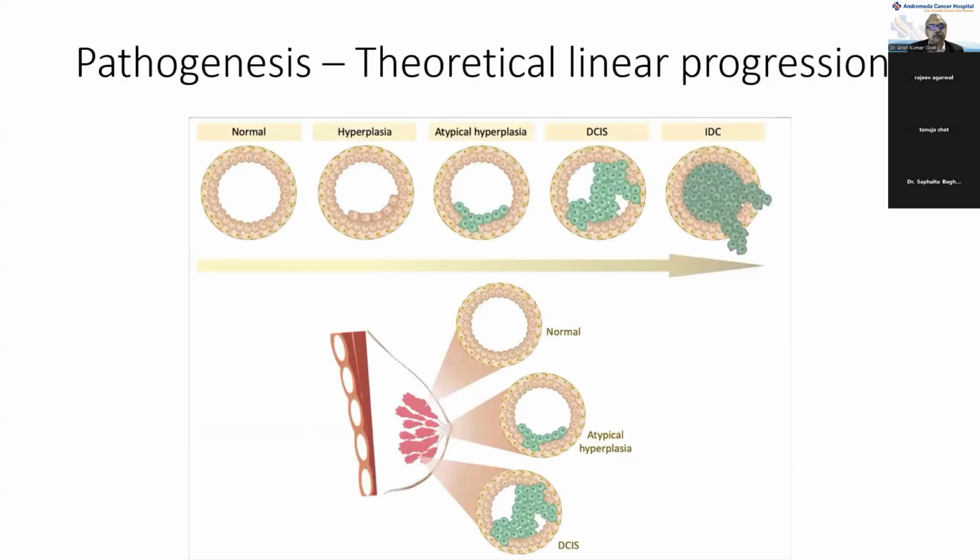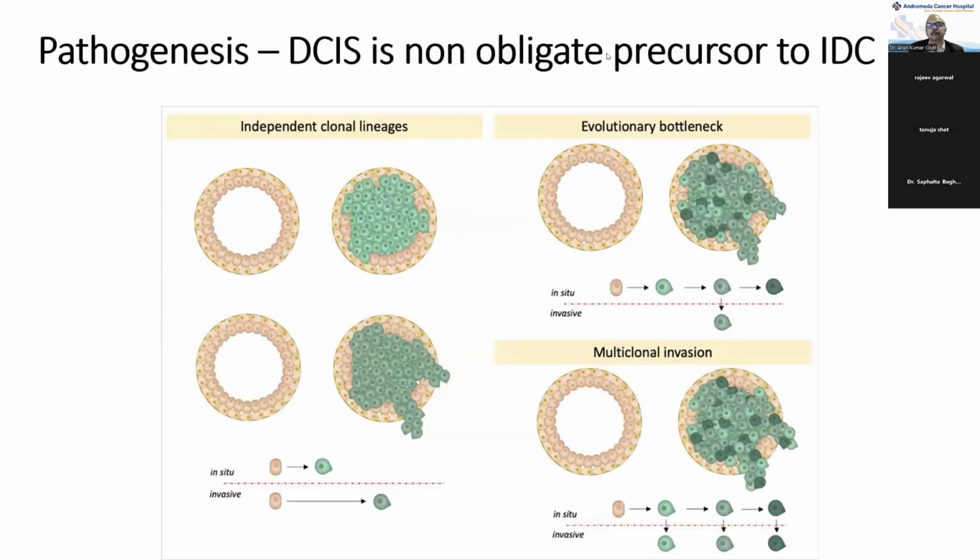So if we come to the models, there is a theoretical linear progression which we all think of, from atypical hyperplasia to atypia and to DCIS, followed by invasion. However, the epidemiologic studies have suggested that DCIS is a non-obligatory precursor of invasive duct carcinoma, meaning that there are alternate pathways. Not just DCIS, but there are alternate pathways which predominate, and they can give rise to IDC, not DCIS directly.